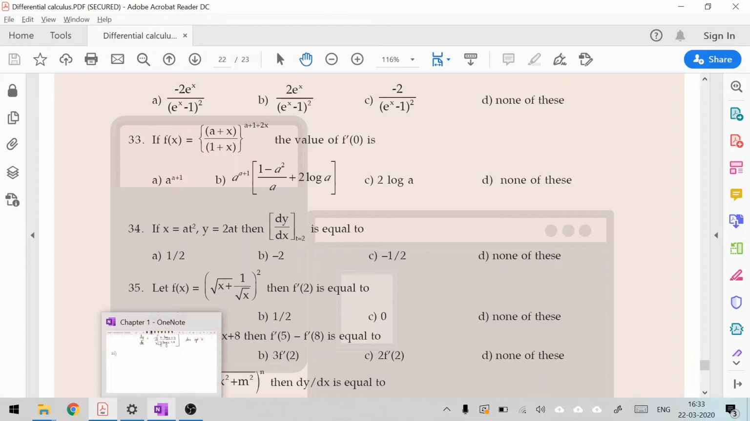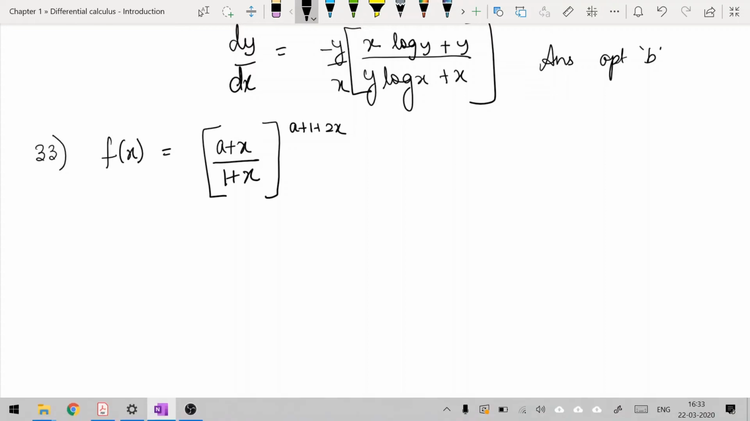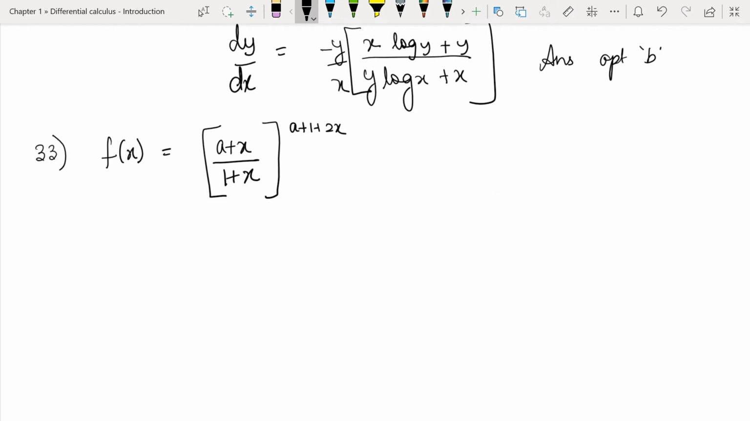So now let us write down this question. F of x is equal to a plus x divided by 1 plus x, the whole thing raised to the power of a plus 1 plus 2x. The value of f dash of 0. F dash of 0 is question mark. Okay. That is, you have to find the value of f dash of x at x equal to 0. So find f dash of x first, then substitute x equal to 0.